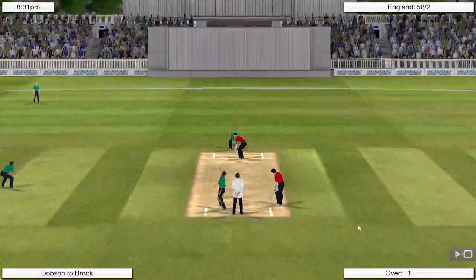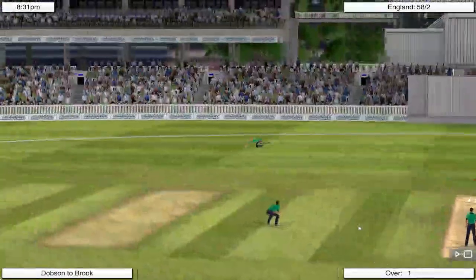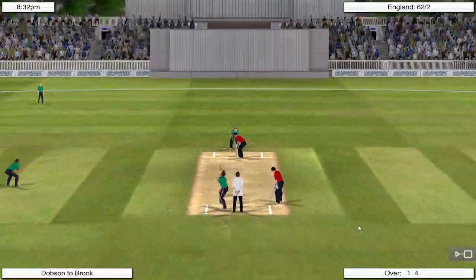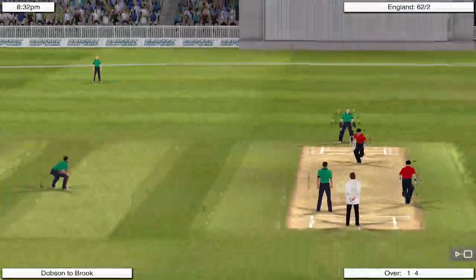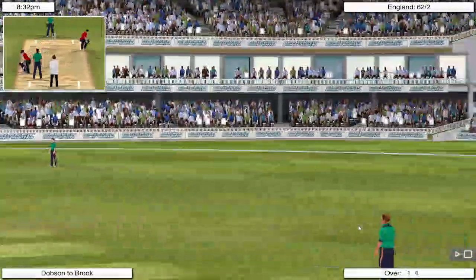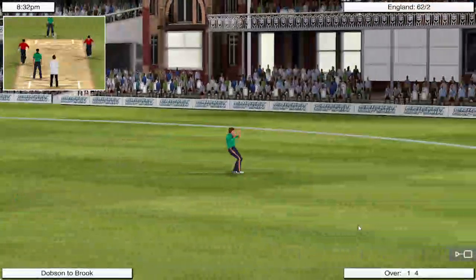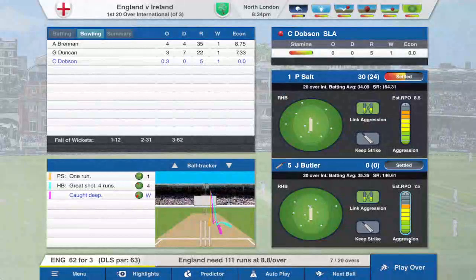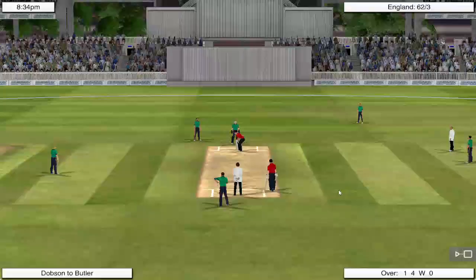Now the spinner walks in, Dobson. Let's see if they are able to get the wickets. Reverse sweep by Harry Brook as usual. The ultra aggressive approach that he makes, and this could be a wicket. And a big wicket for Ireland. It is a wicket. Harry Brook, the top run getter, has to depart as Jos Buttler walks in.